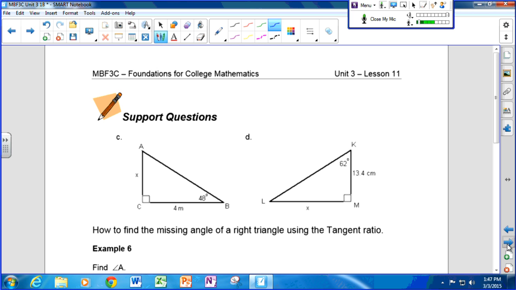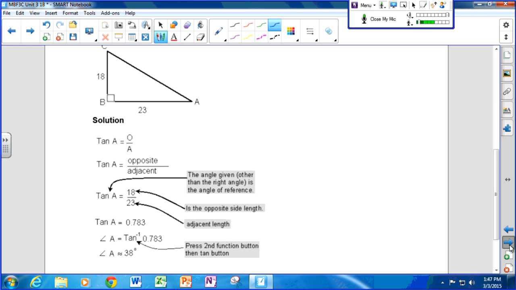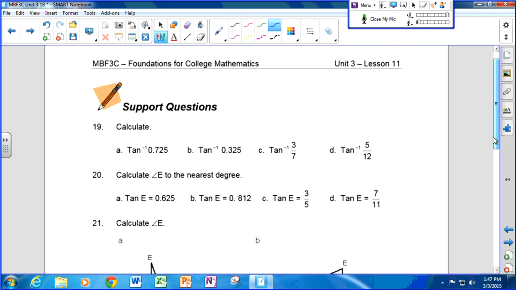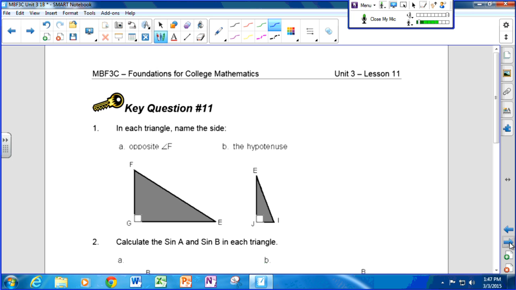And there we go. Now let's get into it, there should be another batch of support questions here. Oh, okay, well, we're right into key questions. Lovely.